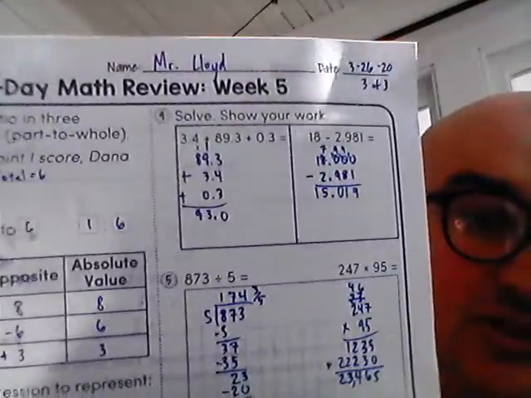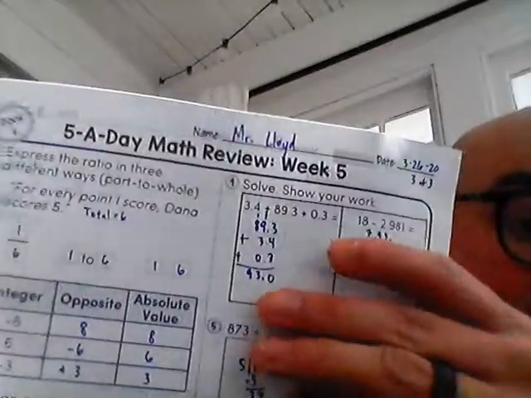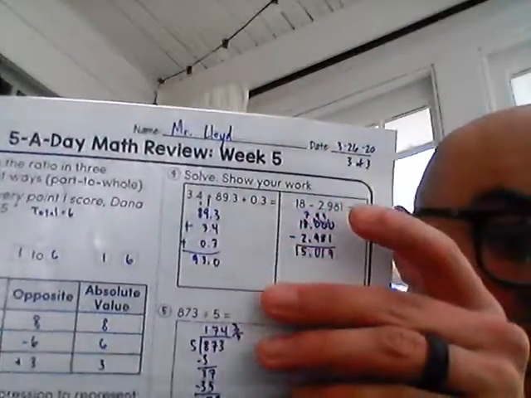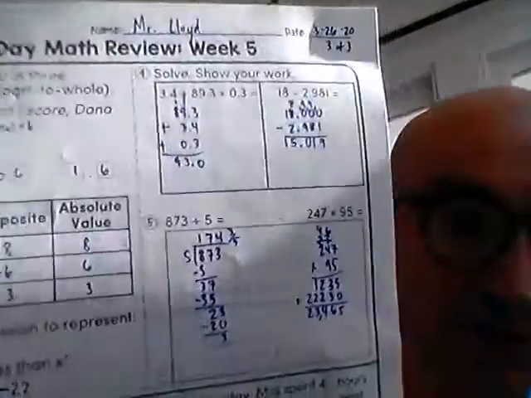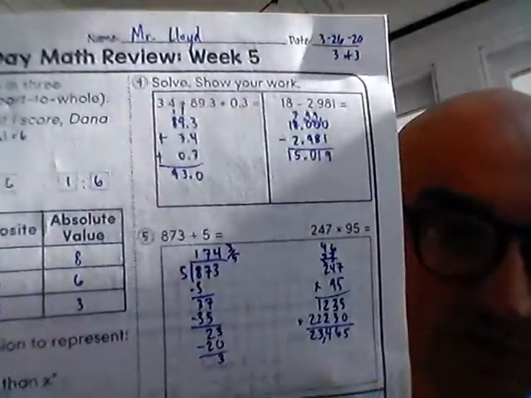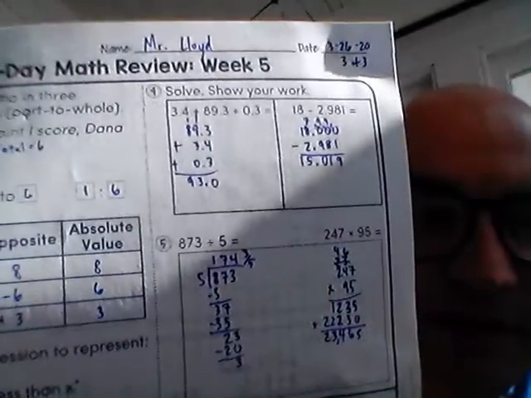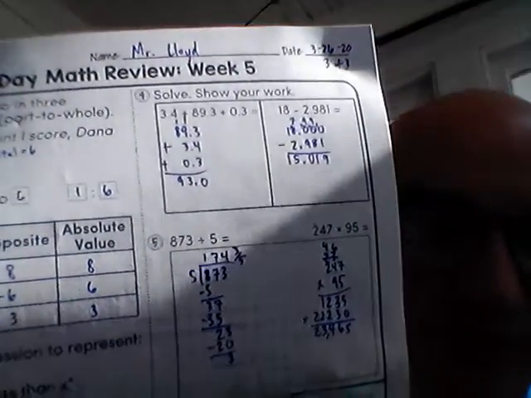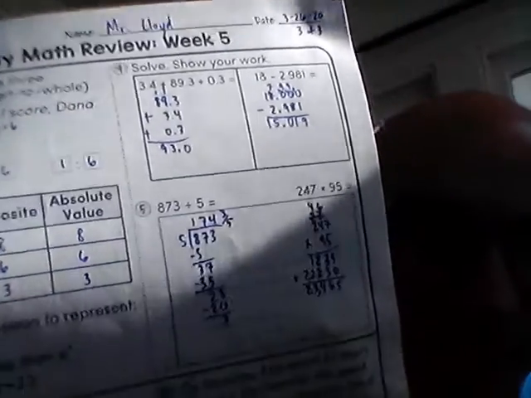Number 4, just some simple decimal addition and subtraction. As you can see here, the most important thing, as my fingers are clumsily going over the paper there, the most important thing is place value. As you notice on both of these problems, my decimal lines up perfectly right over the decimal on the term above and below it, so that everything is lined up. Your 1s are in the same place, your 10s are in the same place, and so on.